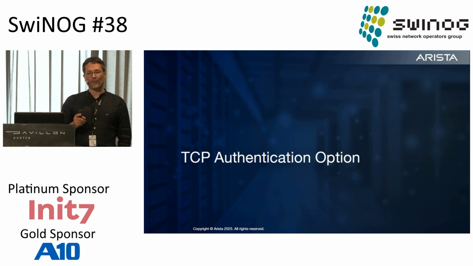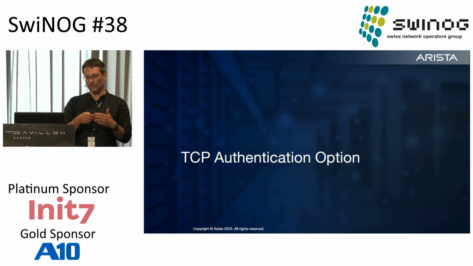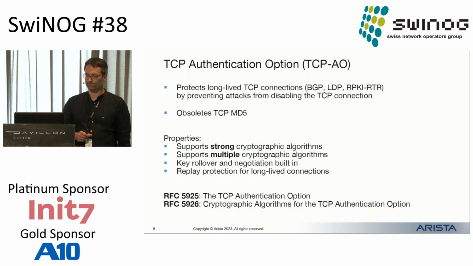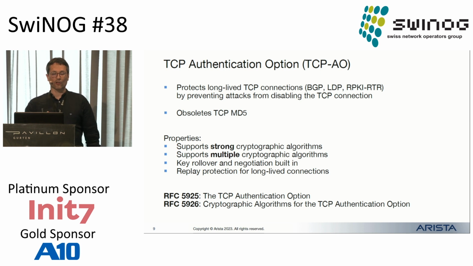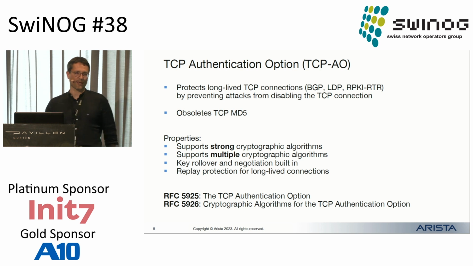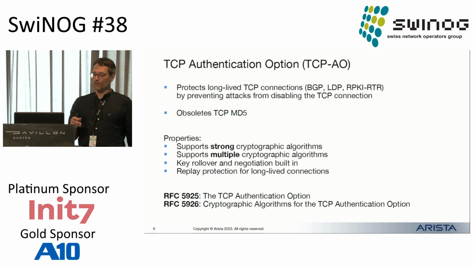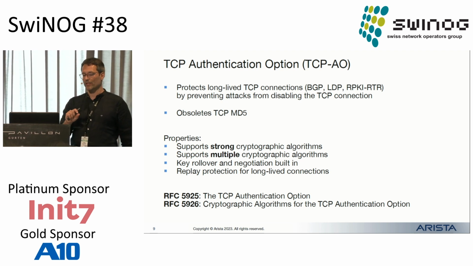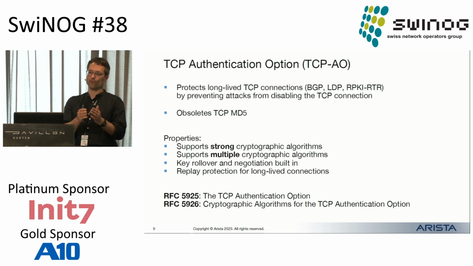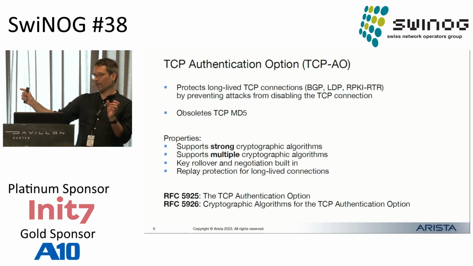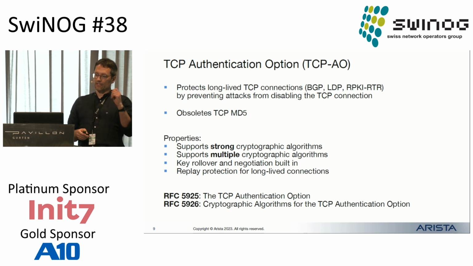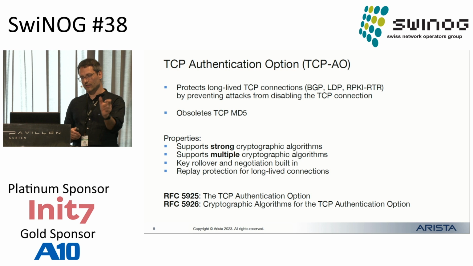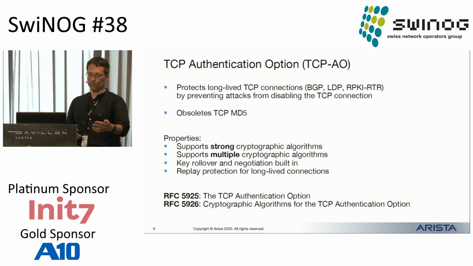Now, let's look at the TCP Authentication Option, which brings to the table authentication for the TCP header, which is stronger and better than TCP MD5. We can use it to protect long-lived TCP connections. Typical applications are BGP sessions, but also LDP sessions. Or if you deploy RPKI, it would be well suited to protect the RPKI RTR session, which we run between a router and the validated cache. And there it will protect this TCP session from an attacker that tries to disable the session.